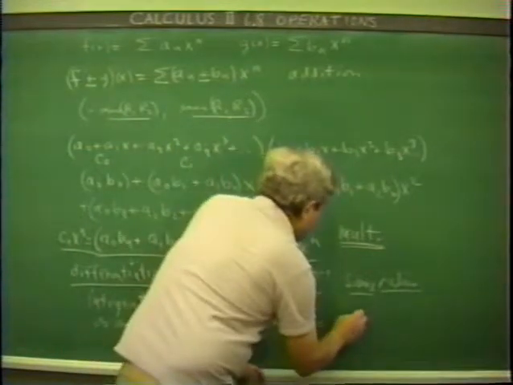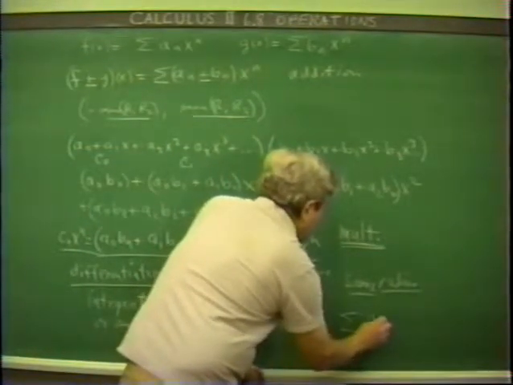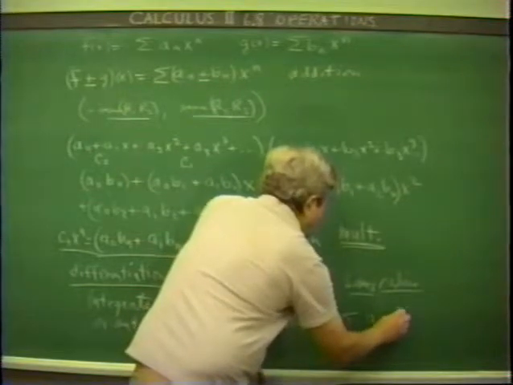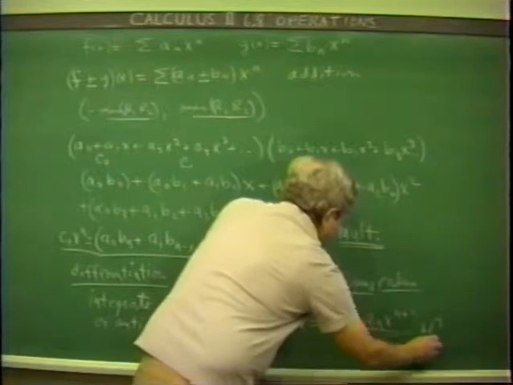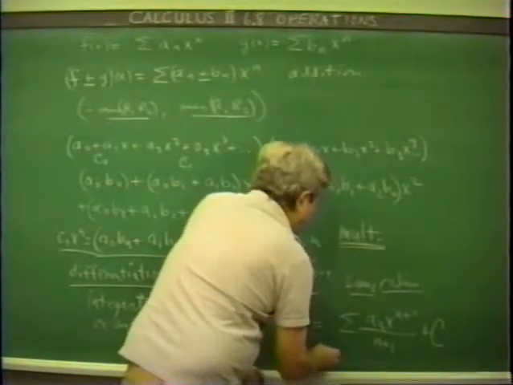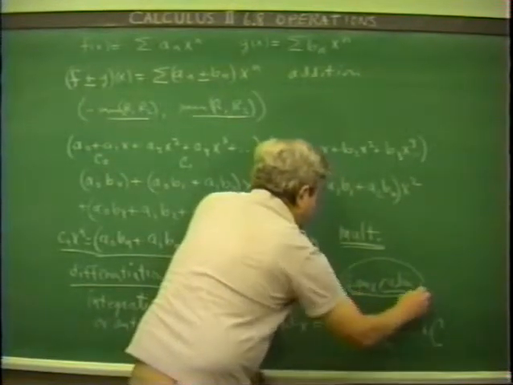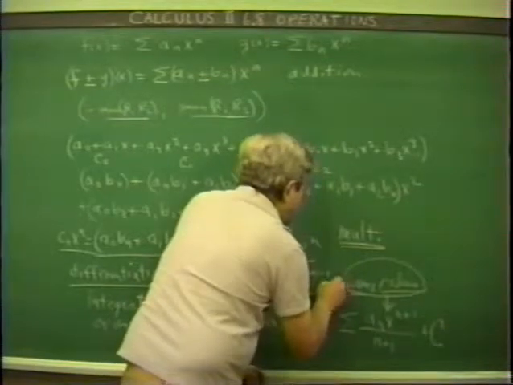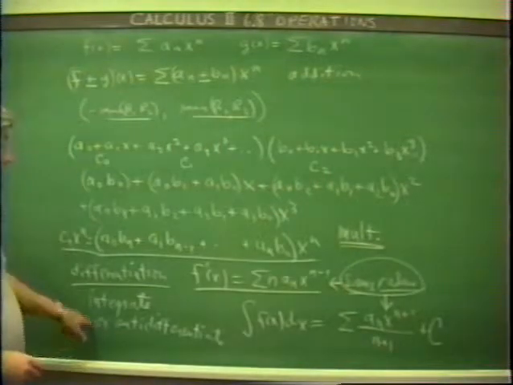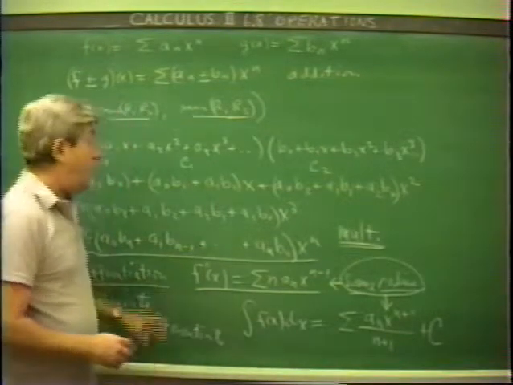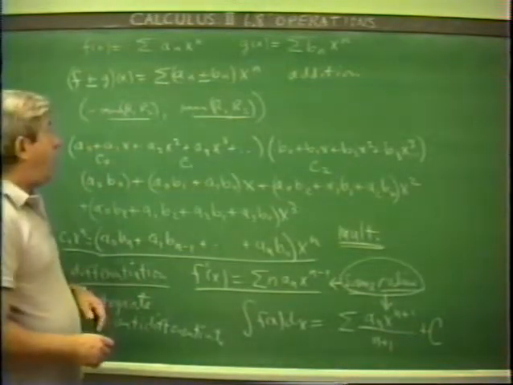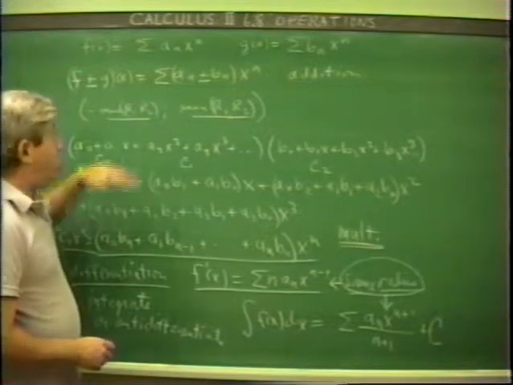That's to say, an antiderivative for f of x with respect to x will be equal to the summation of a_n x to the n plus 1 over n plus 1, plus any constant. And this will have the same radius in both cases here. Same radius of convergence for an antiderivative and same radius of convergence for the derivative. Now this is a very useful fact.